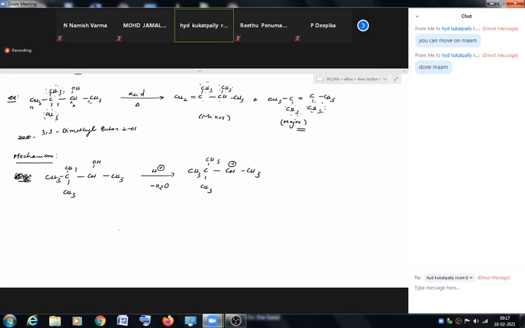Wait, wait, wait. Yes, all right, chalo. I'm not going step by step. I have directly combined step 1 and step 2. I ended up having a carbocation. Now, let's concentrate on the rearrangement part. So, what is the carbocation over here? It is attached to two other carbon atoms, being a secondary carbocation. This is a secondary carbocation.